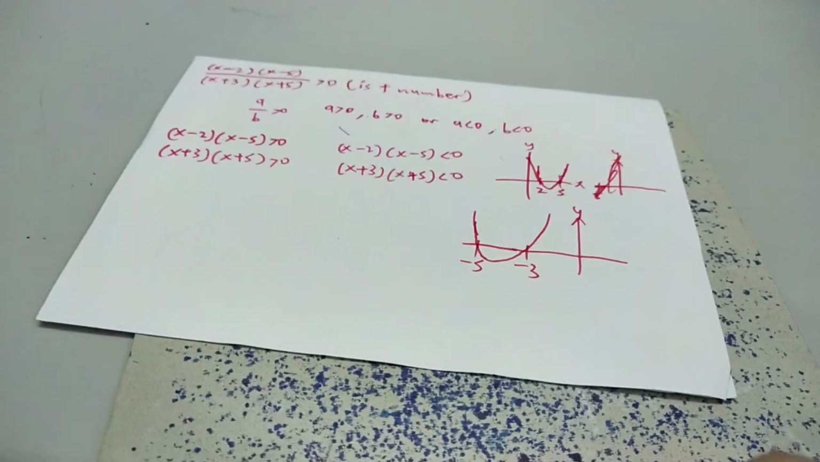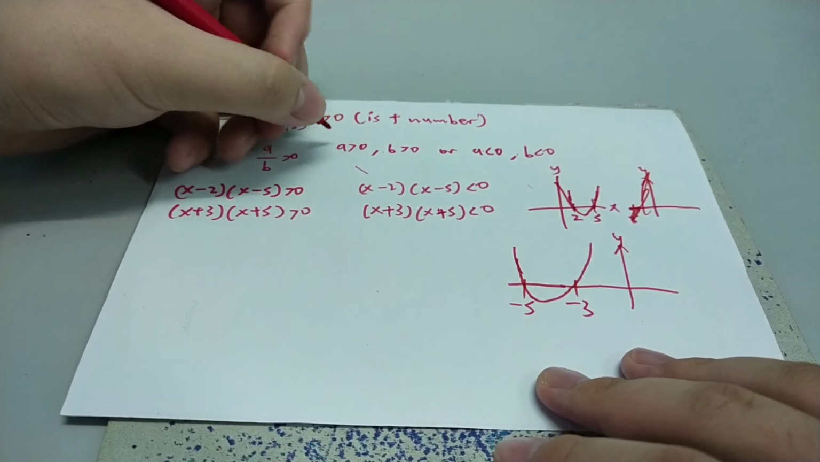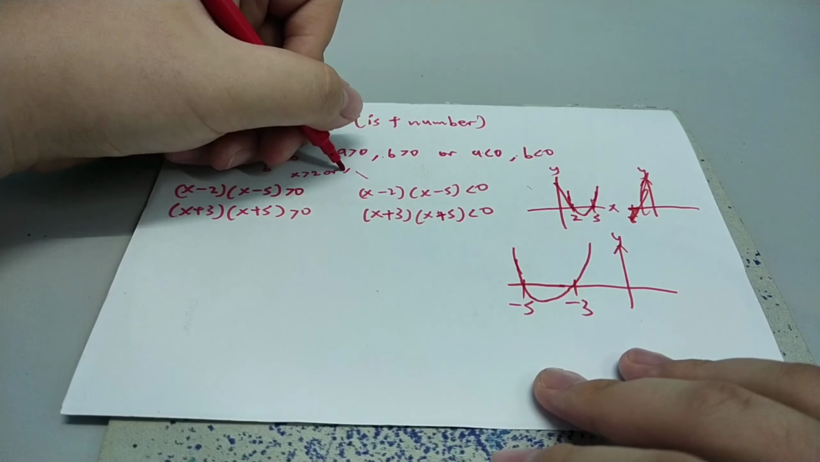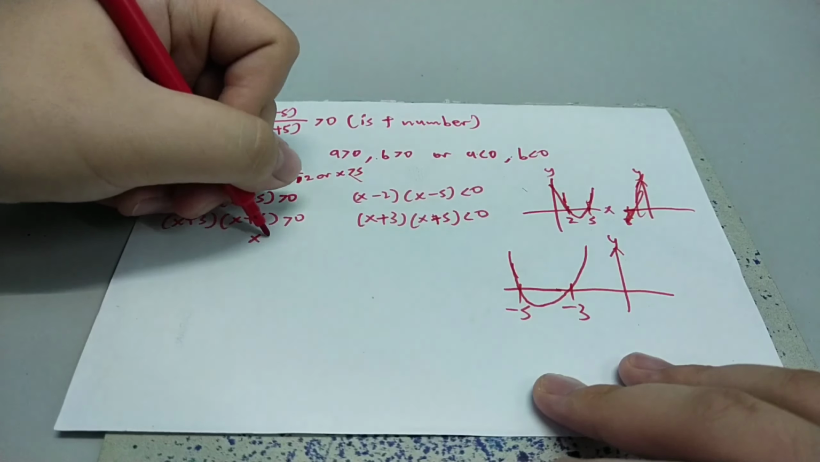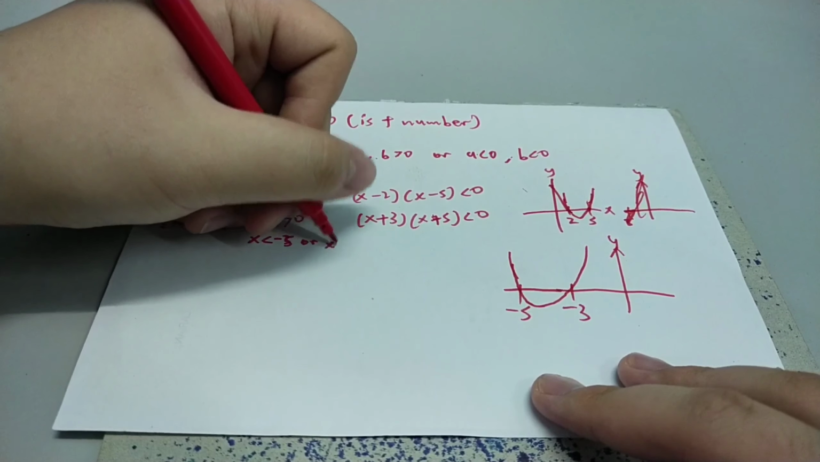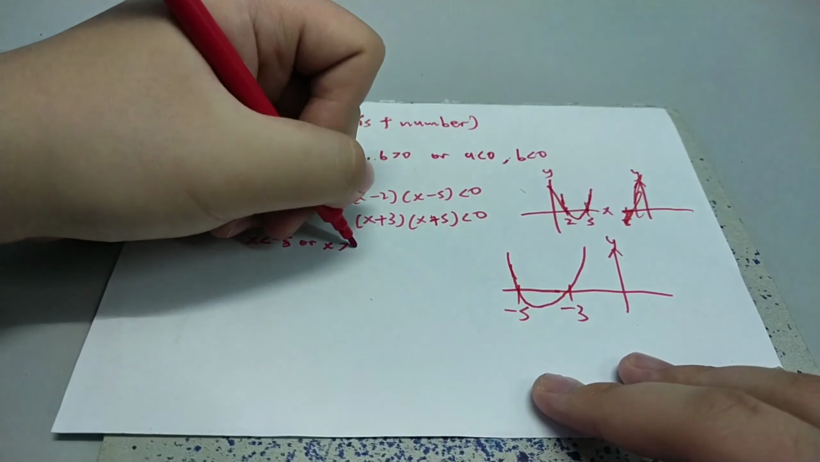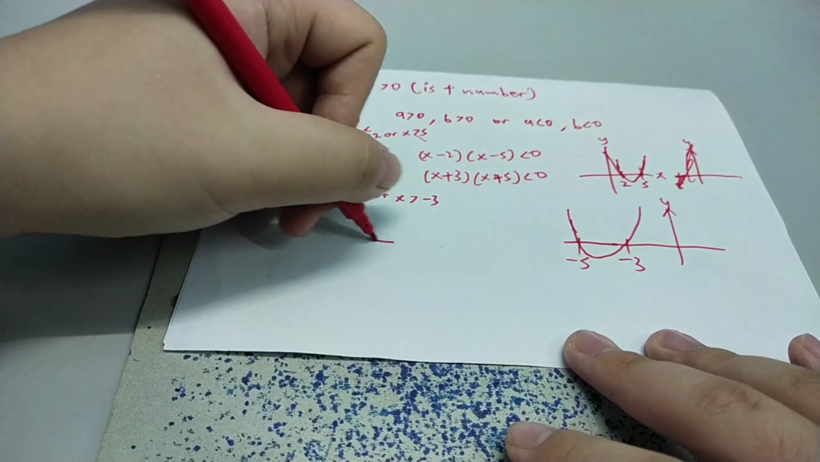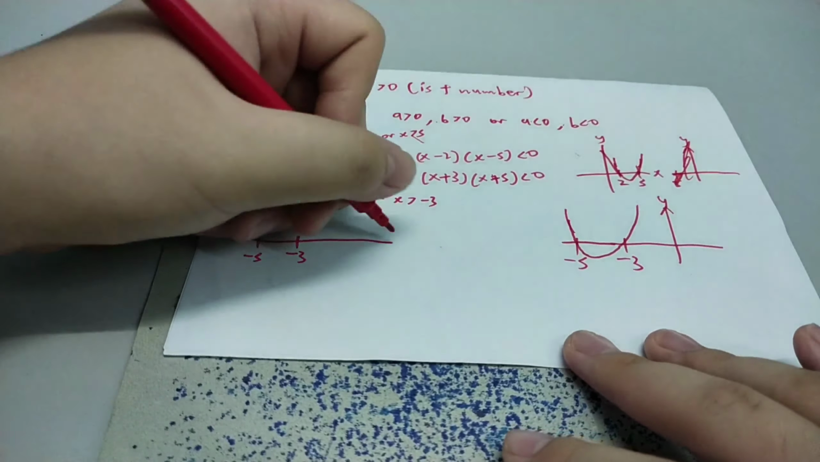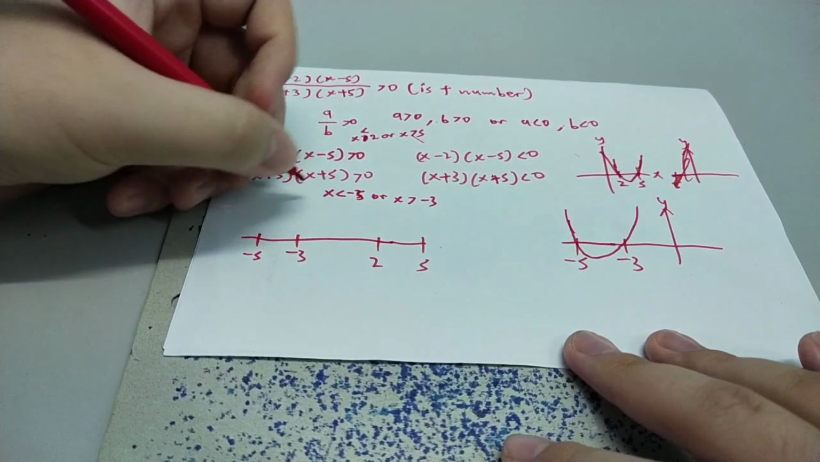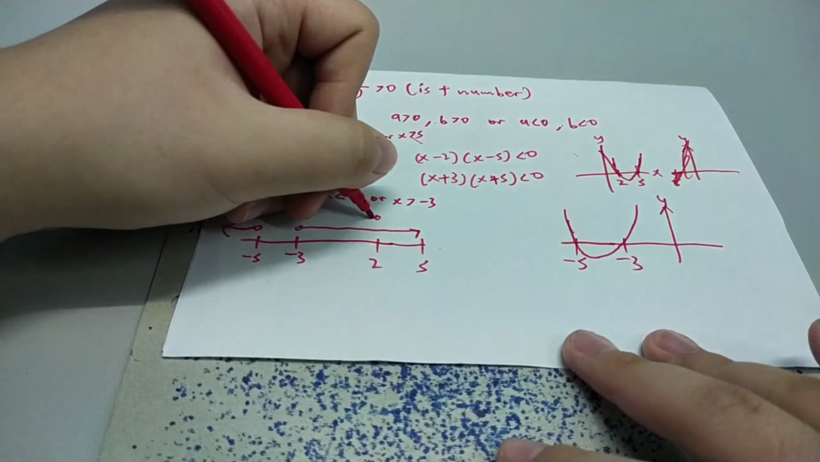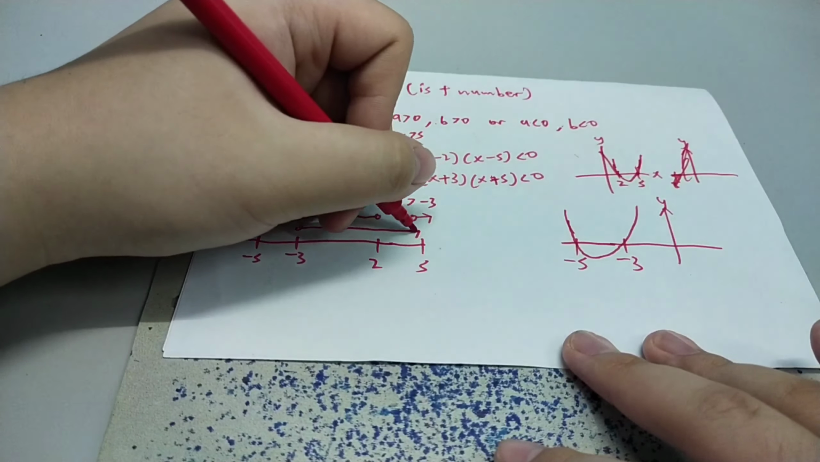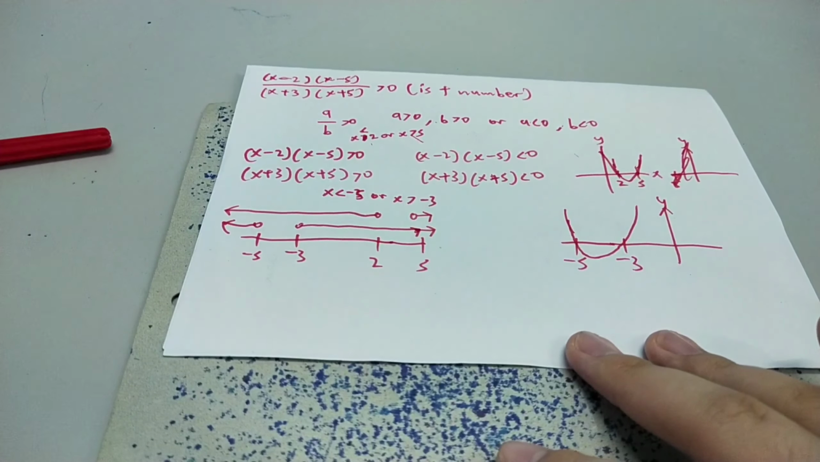And then what we do is find the curve where it is positive. So for this it's going to be x is less than 2 or x is bigger than 5. And then for this, x is less than negative 5 or x is bigger than negative 3. Then we're going to plot this on the number line: negative 5, negative 3, 2 and 5. And then we find the overlapping region.